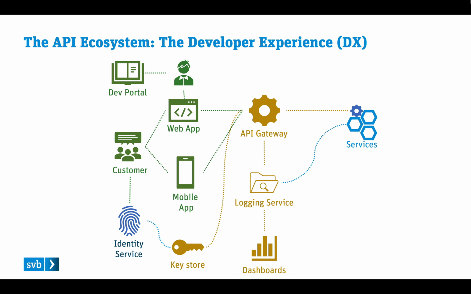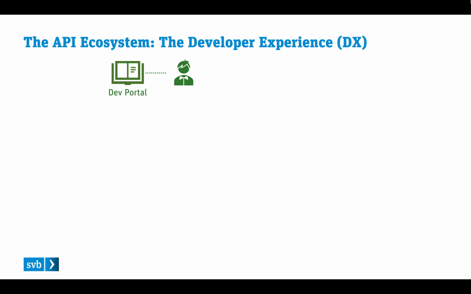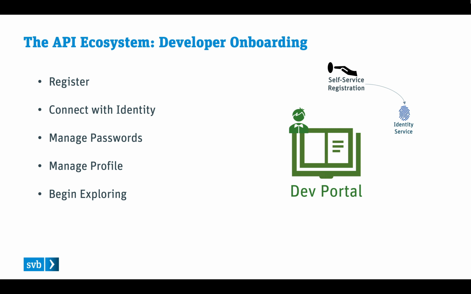All the different pieces of the API ecosystem really don't matter unless the developer who's consuming the API is able to succeed. We tend to think of the developer experience as starting with the developer portal, which is true. It starts there. It starts with the self-registration process where they can begin to establish an identity. That allows them to connect with an identity service that may provide them additional grants and privileges.